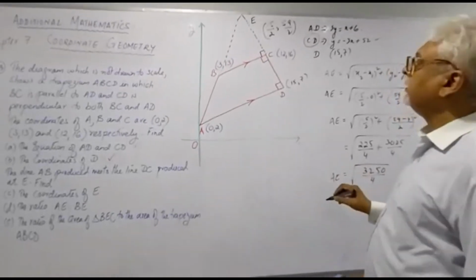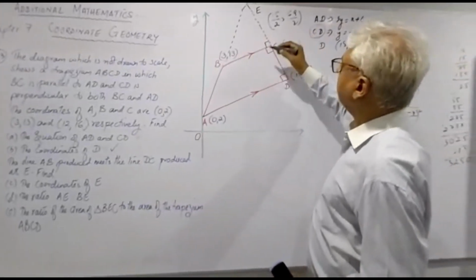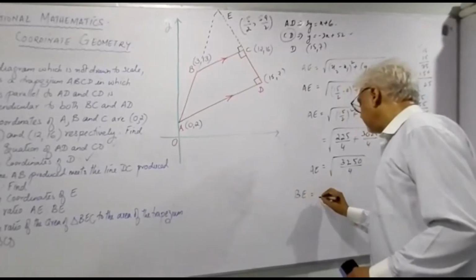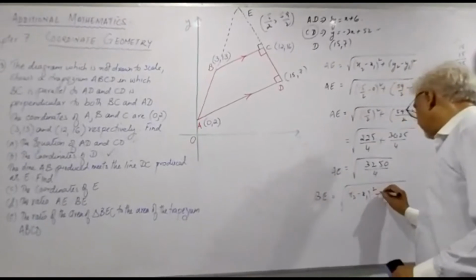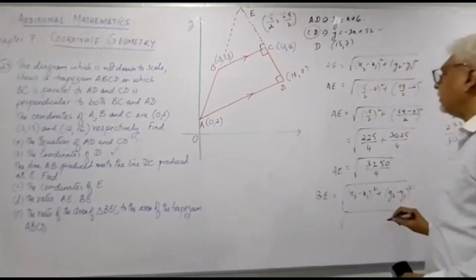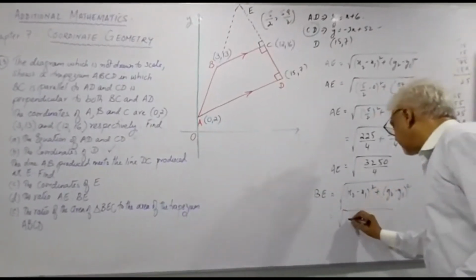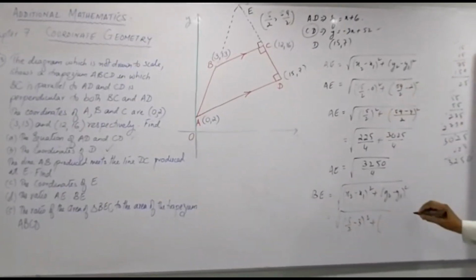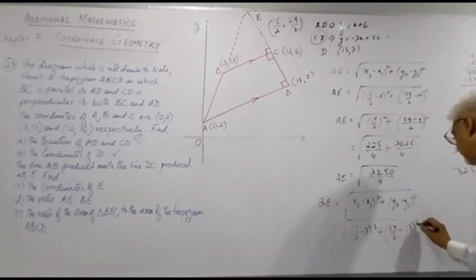Now in the same way, we find BE. So BE will be equal to the square root of (x2 minus x1) the whole square plus (y2 minus y1) the whole square. So (15 upon 2 minus 3) the whole square plus (y2 would be 59 upon 2 minus 13) the whole square.